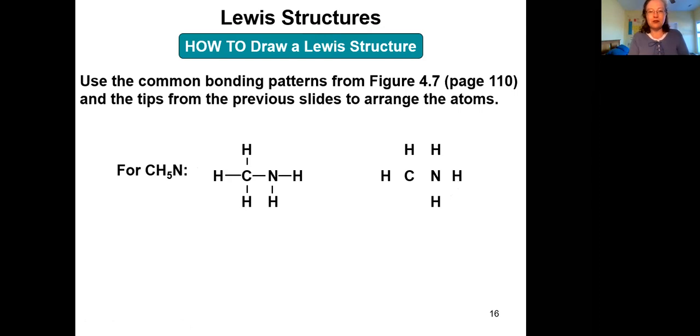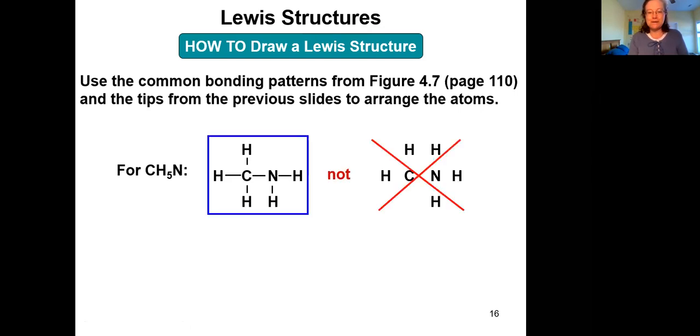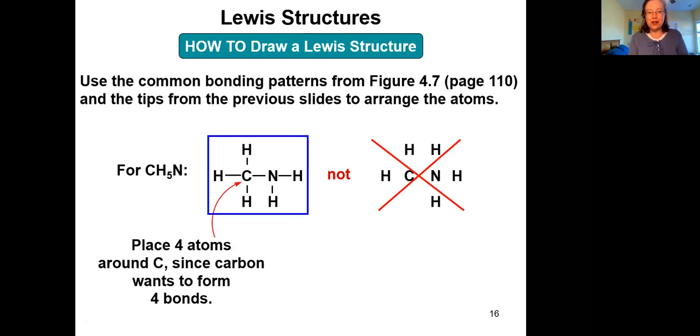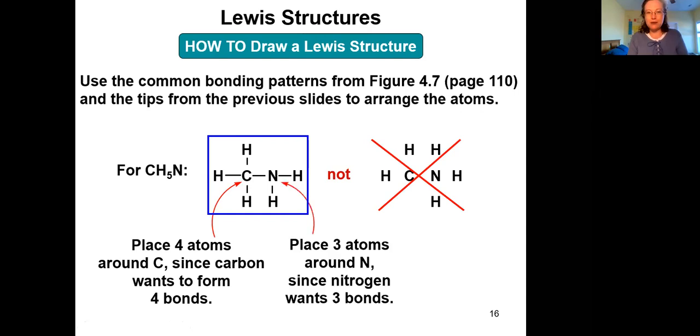Let's fill in the single bonds. Oh yeah, this is really looking good. Carbon's got the 4 bonds that he wants. Nitrogen has the 3 bonds that he wants. Excellent. We've got our 4 atoms around carbon because he wants 4 bonds. We've got our 3 atoms around nitrogen because he wants 3 bonds.